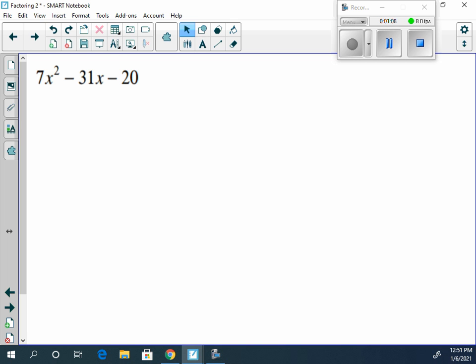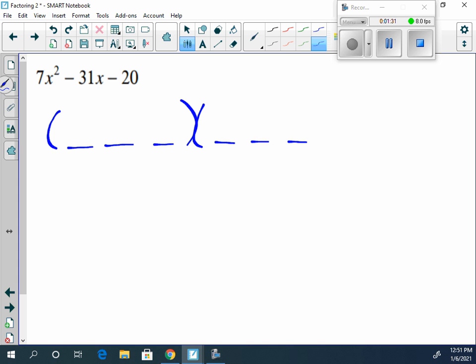So we're going to look at this here, this first problem, and we're going to factor it. Now, the first step in factoring is to see, is there a greatest common factor between 7x squared, 31x, and 20? Well, looking at this here, there's not one, because there's not going to be a number or variable that goes into all three. So there's not a greatest common factor. So that means we move on to our parentheses with 3 spaces and 3 spaces.